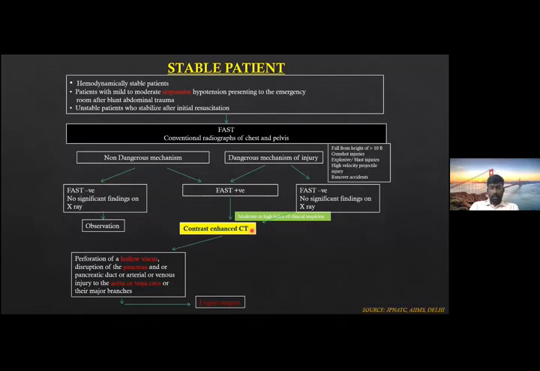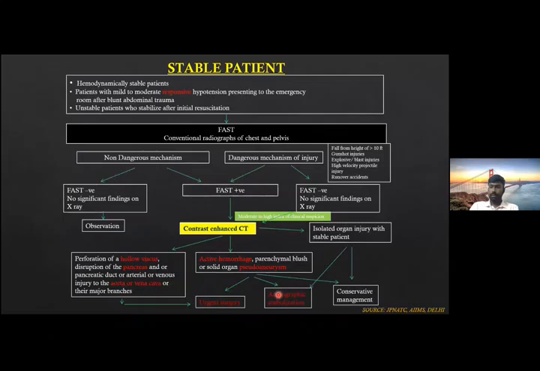And then based on the contrast enhanced CT findings, if there are any perforation of hollow viscus or disruption of the pancreas or any major vascular injuries, the patient requires an urgent surgery. However, if there is just acute hemorrhage, parenchymal blush, or solid organ pseudoaneurysms, then the patient can either be taken up for surgery or angiographic embolization, depending on the available facilities. And then isolated organ injuries with stable patients, again, we can go for angiographic embolization or just follow them up with non-operative management.